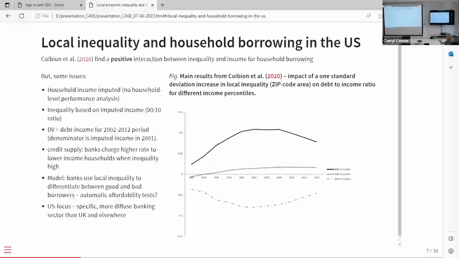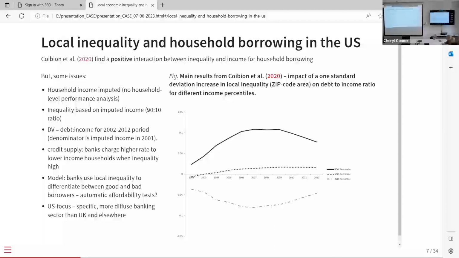So with better data, which I have, I'm going to show you from the UK, I think this could be revisited. They actually look at whether this is demand or supply driven, and they argue that their findings are supply driven. So banks are charging higher rates of interest to lower income households. So it's not the demand side that is a factor. It's really the credit supply of banks in these local areas which are charging higher credit, which is why lower income households have less debt over this period.